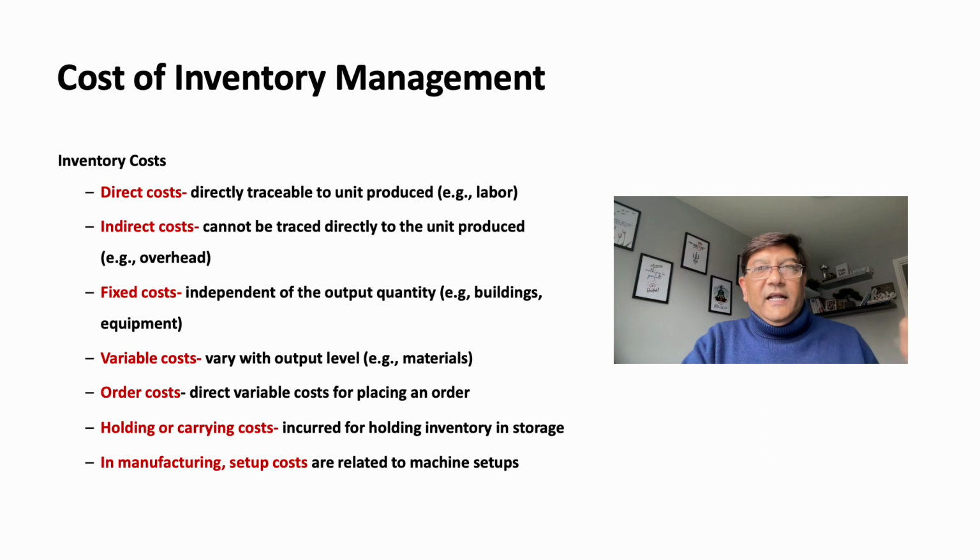When you are placing an order for the components you need to manufacture a car, it has a cost. It has an admin cost. It has a cost of the time taken to produce that order. Now, the more orders, the more the cost will be.